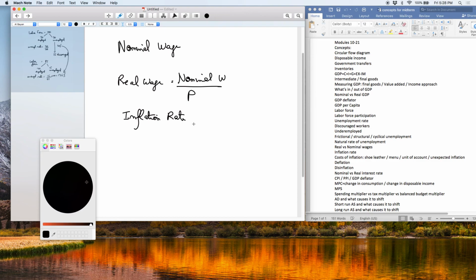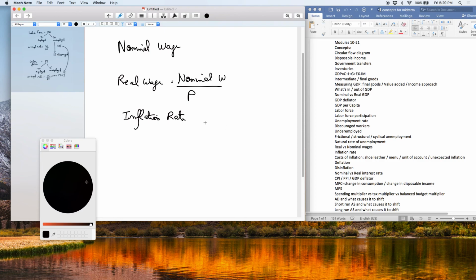For example, shoe leather costs, that's when people are wasting time avoiding having cash in their pocket, because when cash is in their pocket, the money is losing value because of inflation. Okay? Menu costs is when people have to change prices all the time because of inflation. Unit of account costs is when money's value is changing because of inflation, so it's not a reliable measure of the value of things. Okay? So those are three costs associated with inflation.